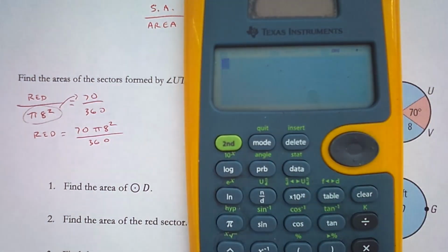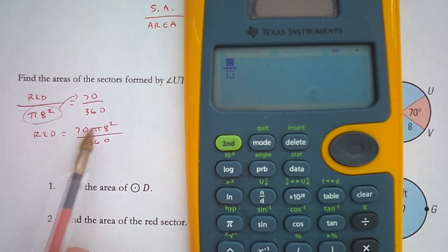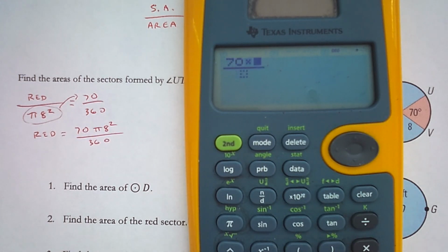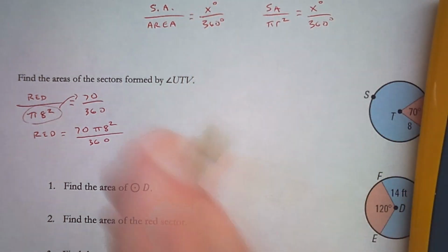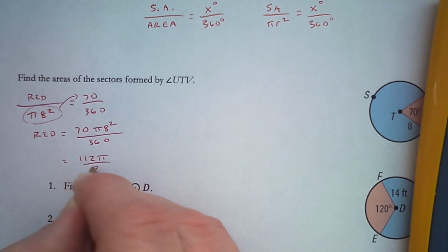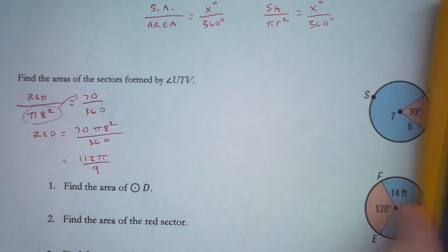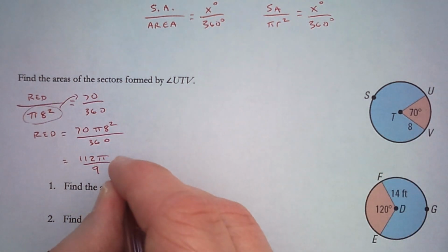And I can use fractions on my calculator to simplify that, and I'm going to leave my answer exact. So I'm not even going to put pi in the calculator. I'll start a fraction, and on top I've got 70 times 8 squared, and on bottom I have 360. And that simplifies to 112 over 9. So my area is 112 pi over 9, and I don't have feet or inches or anything, so I'll just say units squared.